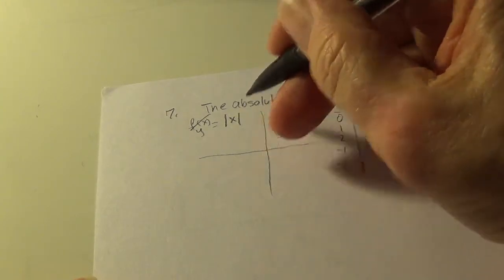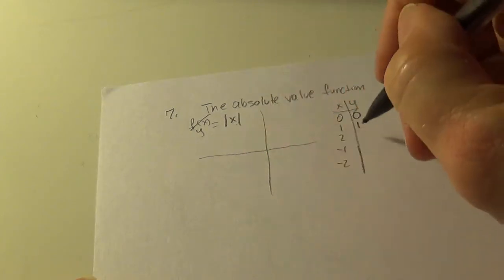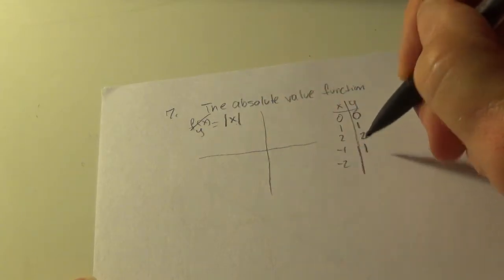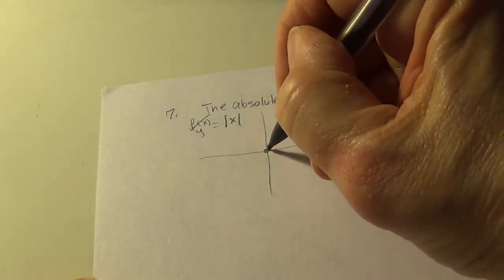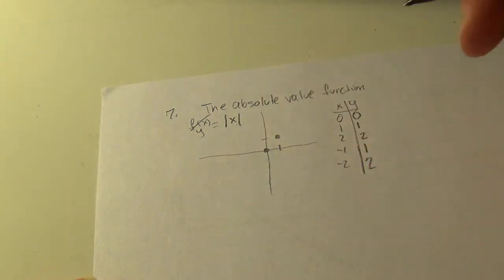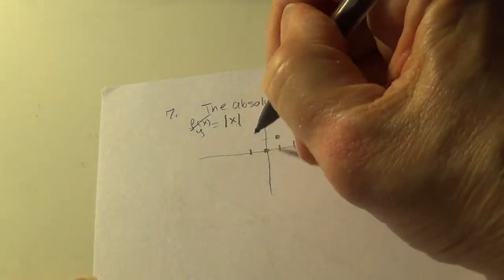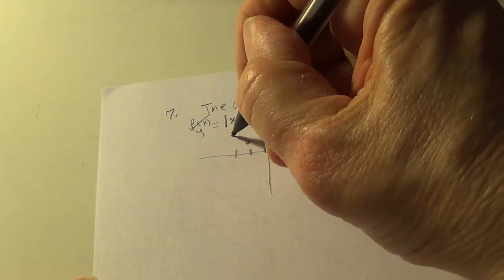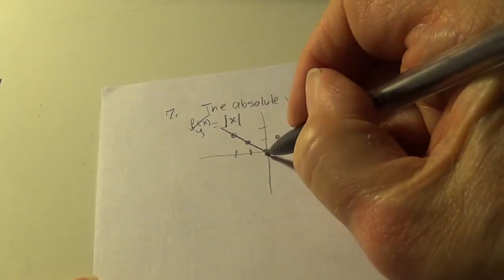The absolute value of 0 is 0. The absolute value of 1 is 1. The absolute value of 2 is 2. The absolute value of -1 is 1. The absolute value of -2 is 2. So graphing these, 0, 0, 1, 1, 2, 2, -1, 1, -2, 2. And this comes to a sharp point like that.